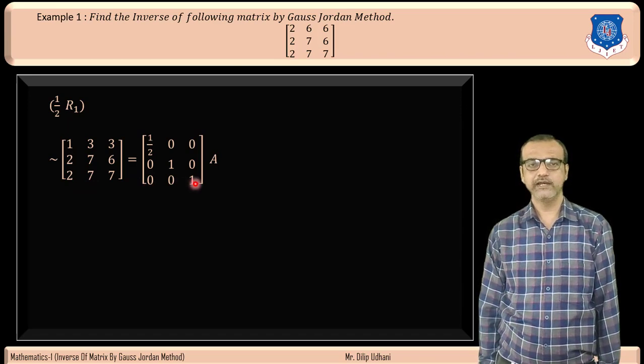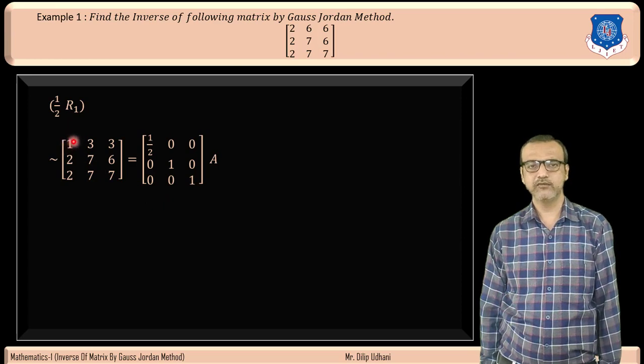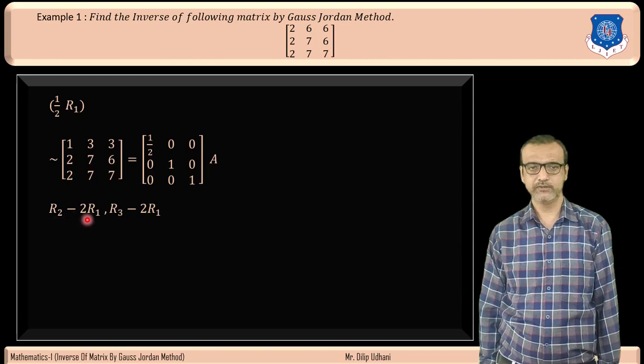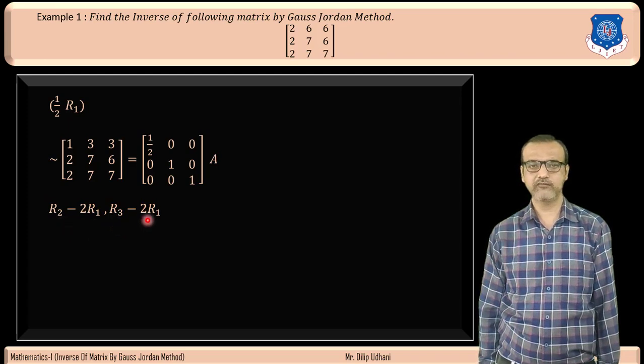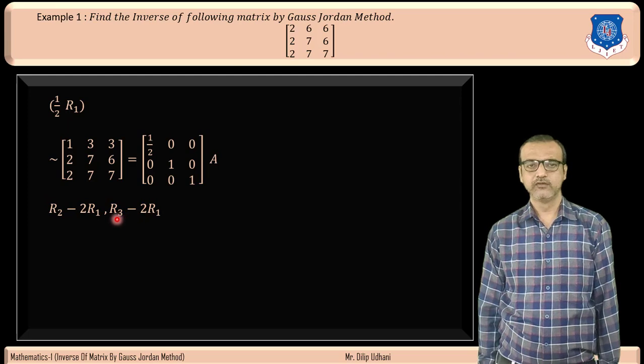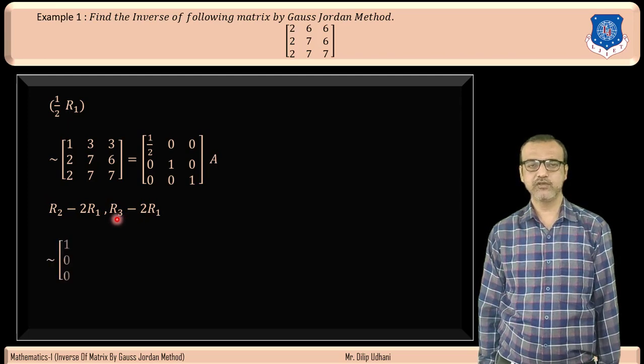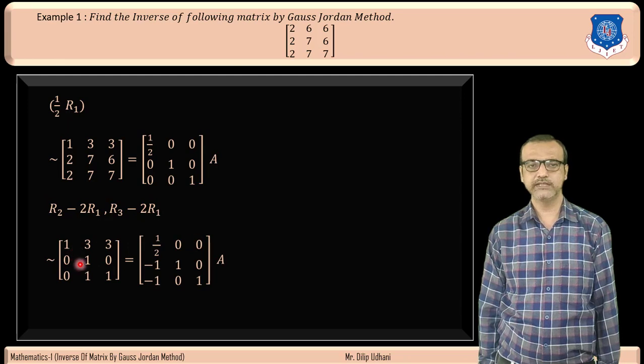Now, below the leading one at position 1, 1, we have 2 and 2. So we will make these two zeros. For that purpose, we will apply the operation R2 minus 2R1. It means we will subtract 2 times R1 from R2, and also subtract 2 times R1 from R3. By applying these operations, the first row will be as it is, that is 1, 3, 3, 1 by 2, 0, 0. Now we will subtract 2 times R1 from R2.